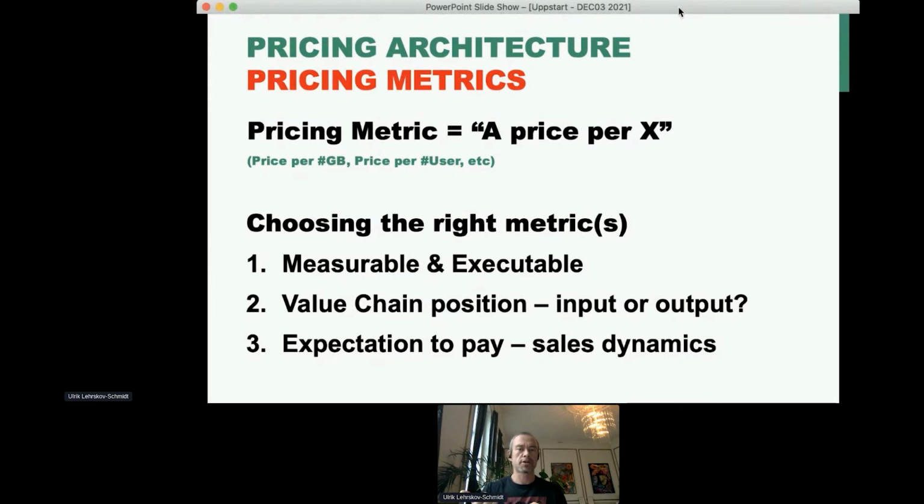First, it must be measurable and executable. If you can't count it, you can't price it, you can't invoice it, just how it is. Then we need to think about the value chain position. I'll show you what I mean. And the expectation to pay dynamics, I'll show you what I mean.